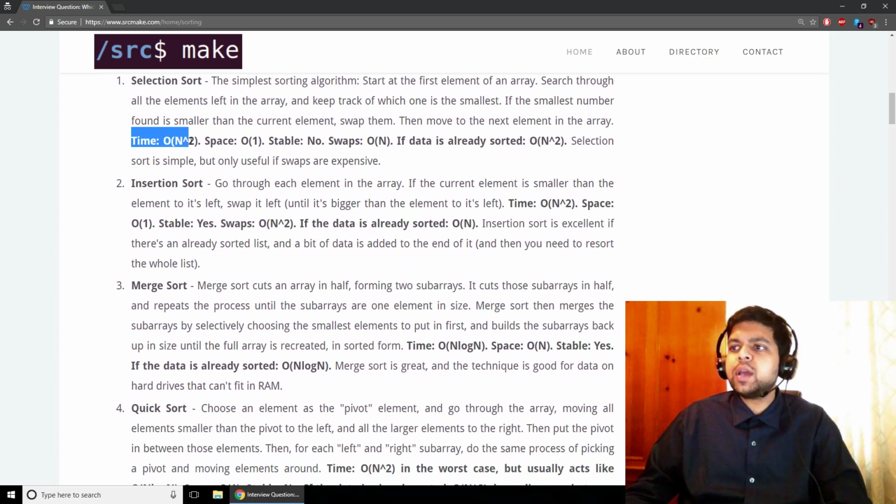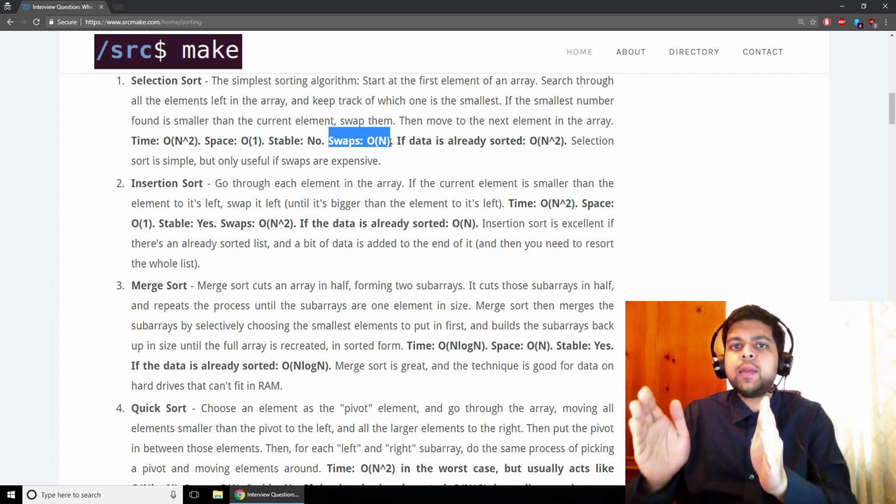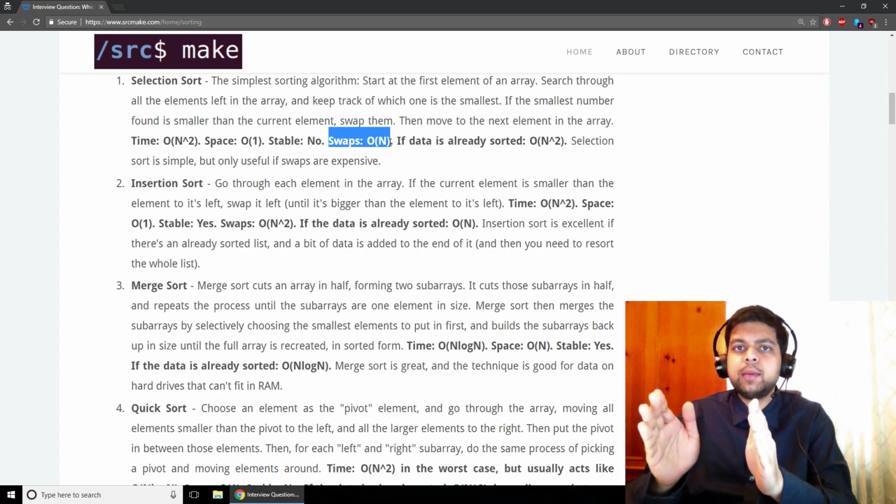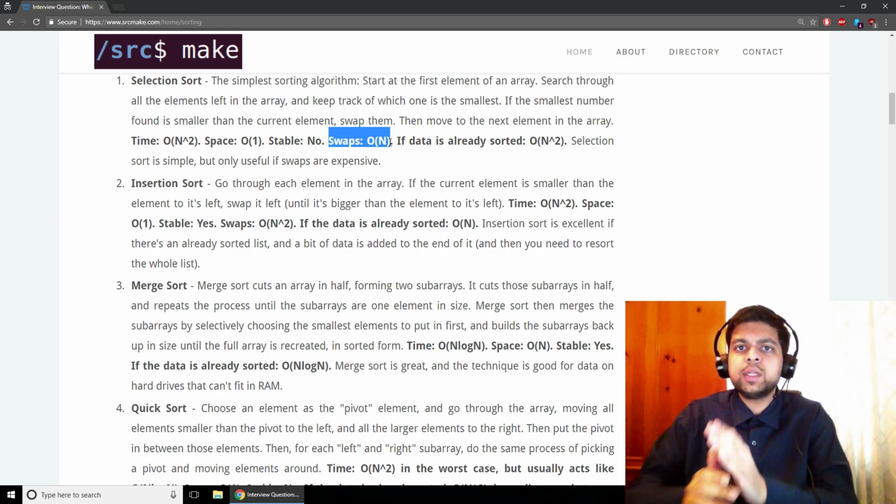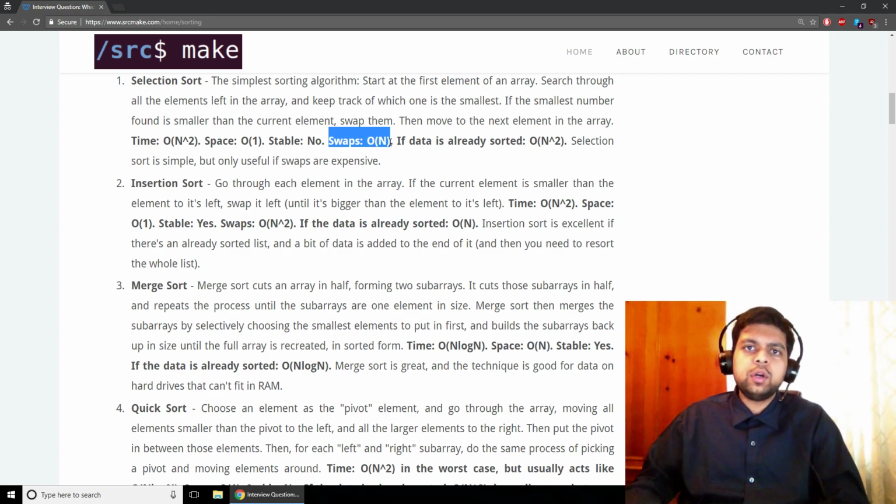The time is order n squared, which isn't good, but what selection sort is good at is that it's useful if swaps are expensive, because selection sort only uses order n swaps. So in selection sort, at most, swaps only happen n times. Each element gets swapped only once at most, which is good if you don't need to do a lot of swaps.